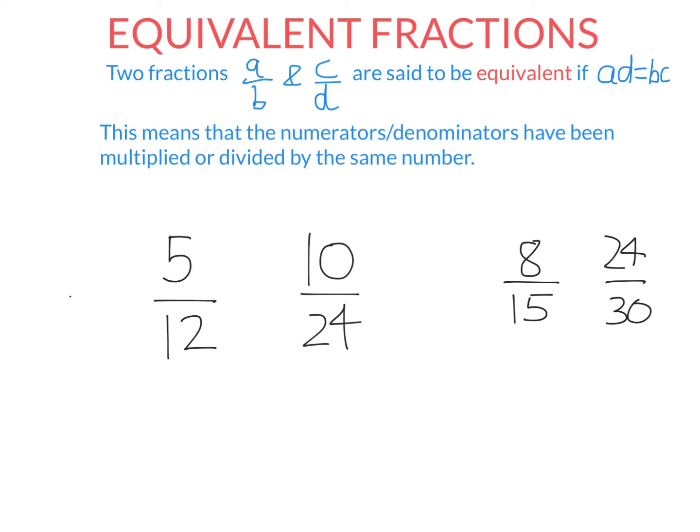So we learned about what fractions were last time. Fractions are parts of a whole. They're numbers written like this, something over something. A, the number on top, is called the numerator, and B, the number on the bottom, is called the denominator.